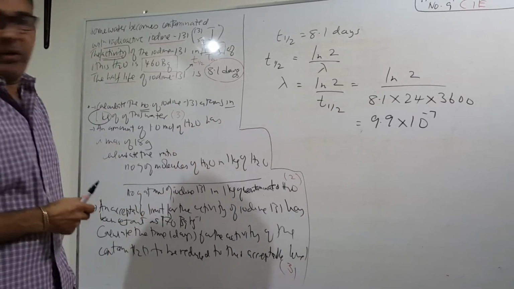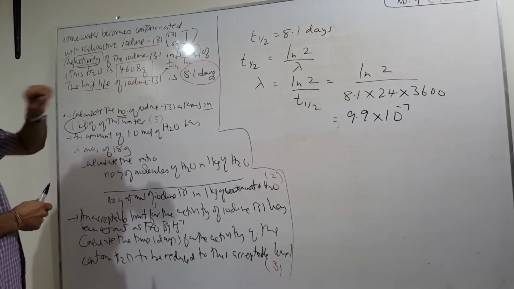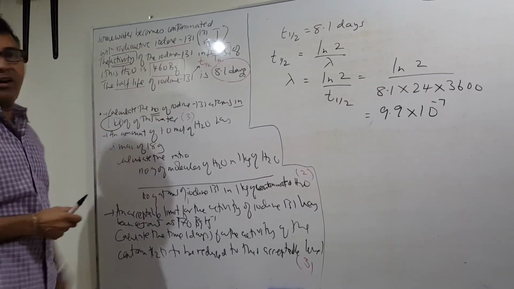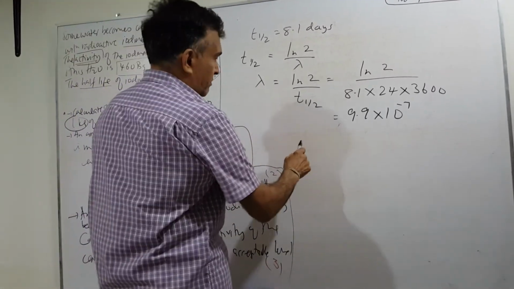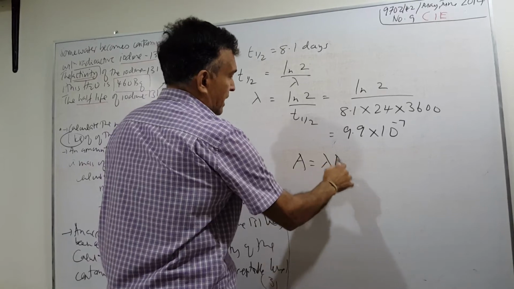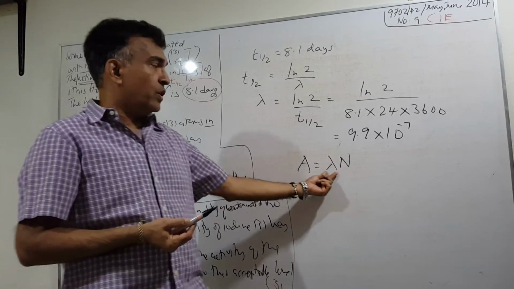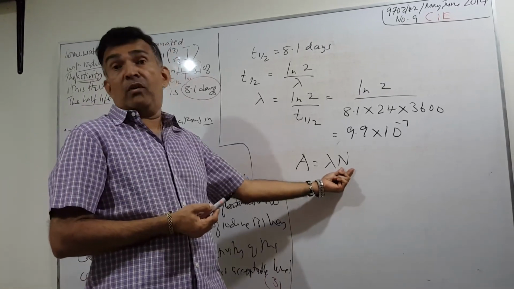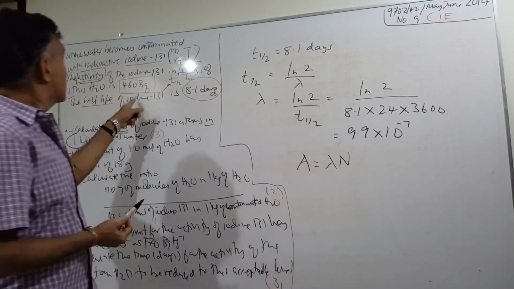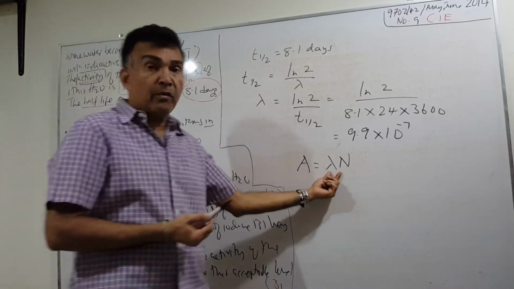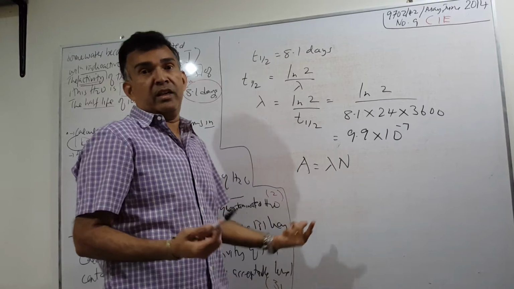Okay, halfway there. We are asked to work out the number of iodine atoms in this 1 kilogram of water. So let's use the famous formula, A equals lambda N. What is A? Your activity. Lambda is your decay constant and N is your number of atoms. Activity, do we know this? Yes, 460. Lambda, we know. We just worked it out. What are we trying to find? N. And we are done.